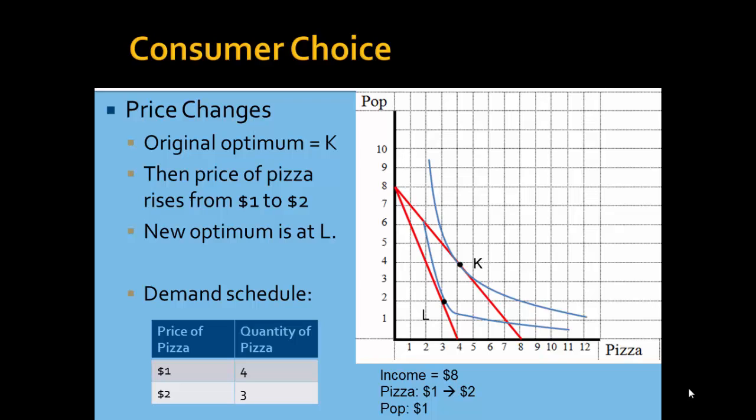So looking at the table on the left, we have our demand curve. At $1 we buy 4 slices. At $2 we buy 3 slices. And this tells us the behavior of the consumers in response to the changing price level of pizza.